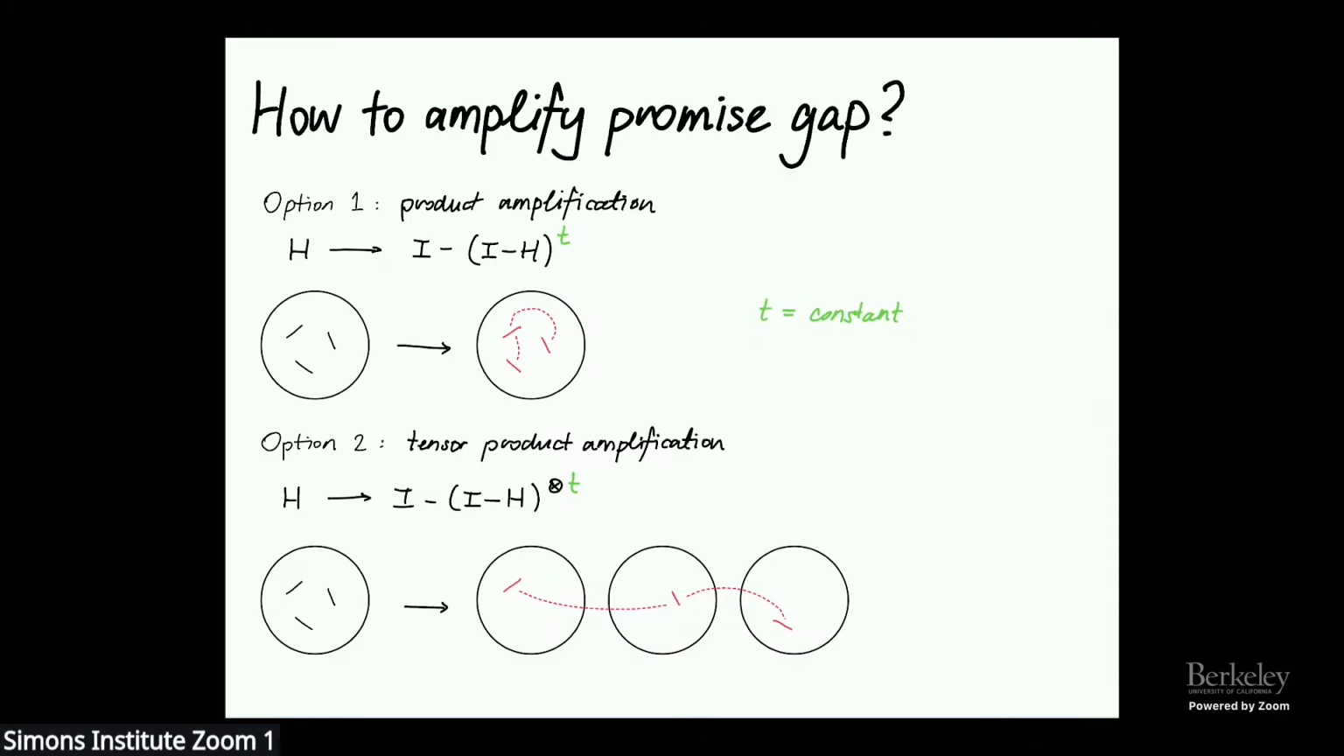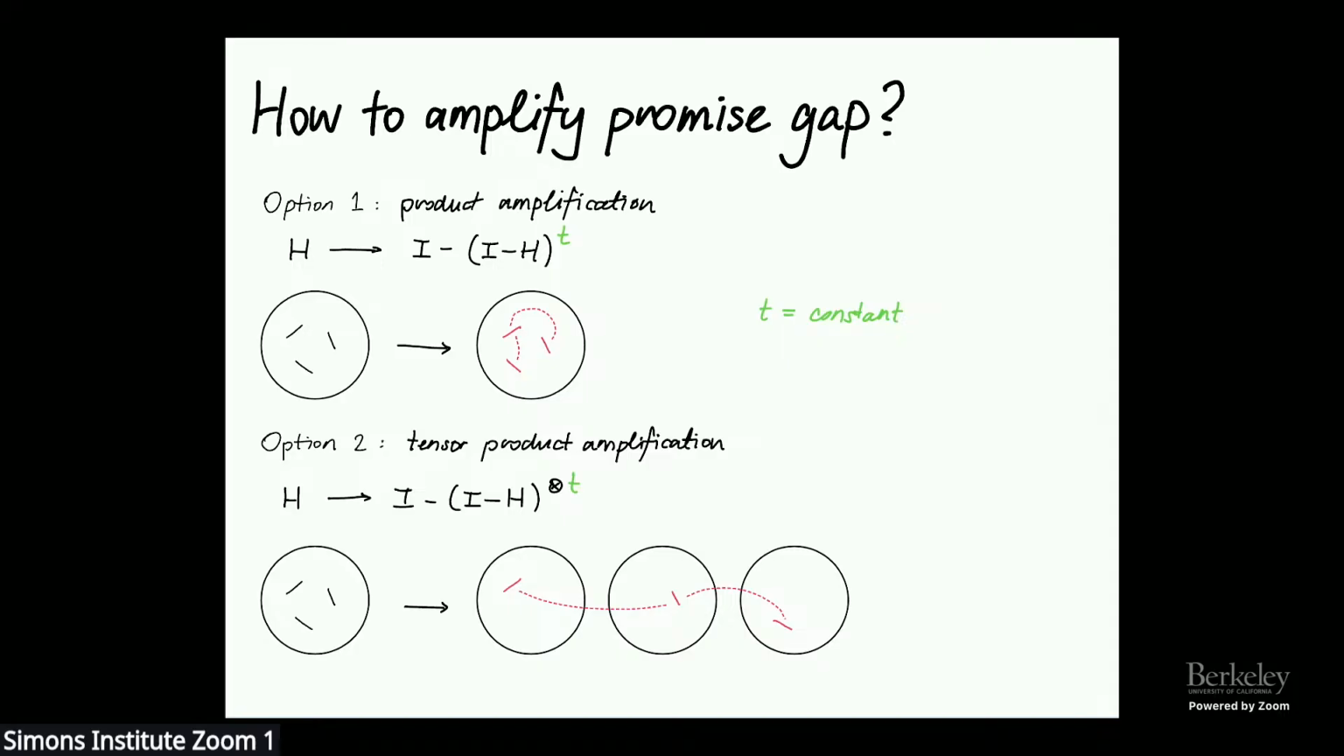Okay, and then option two is tensor product amplification. It's exactly the same, but now you have the tensor product instead of the product in the exponent. It's very similar, but now instead of taking T random terms from your original Hamiltonian and measuring them all on the same system and then taking the AND, you're making T copies of your original system, measuring one term on each, and taking the AND across these systems. Okay?